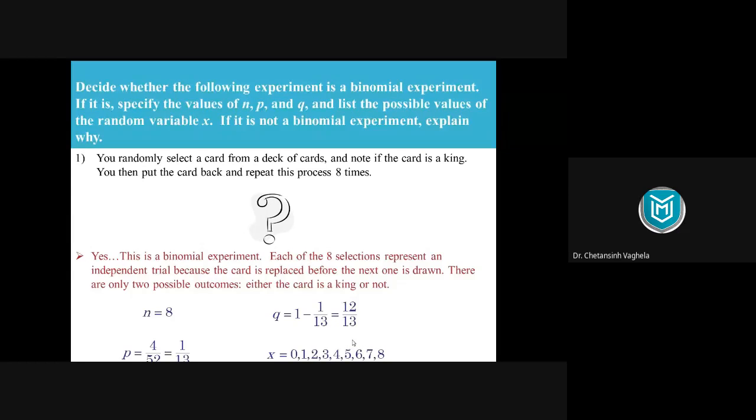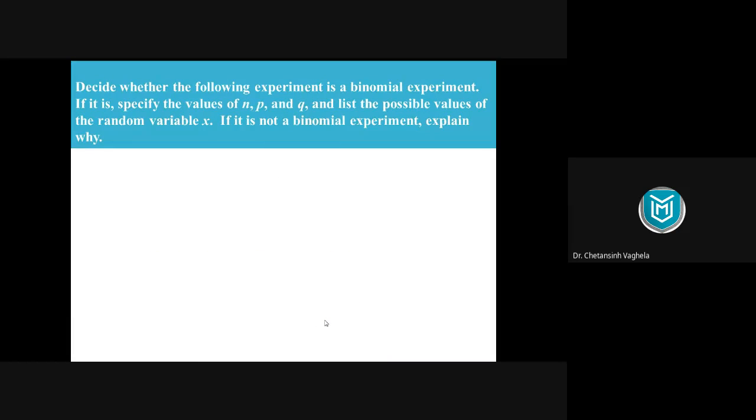Let me give you one more example. Now I will not help you for the second situation. This instruction is saying you need to decide whether the following experiment is binomial experiment or not.